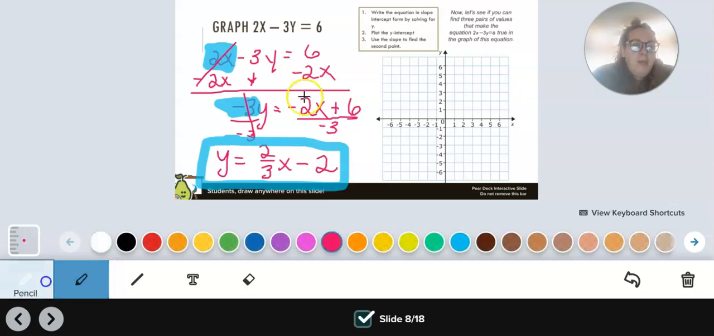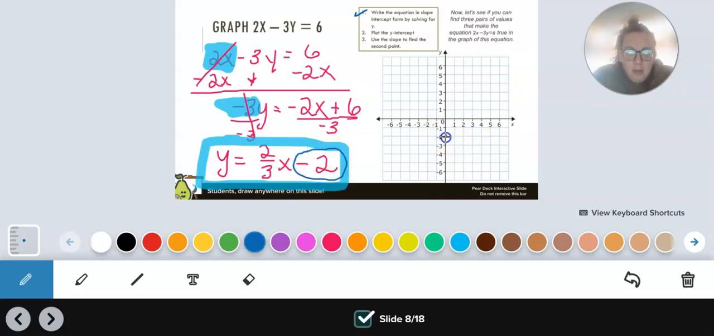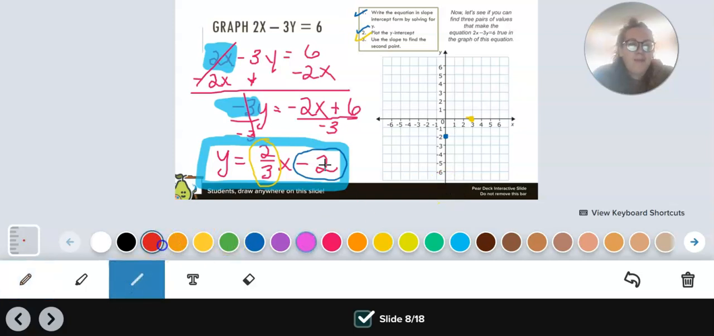So we did step 1. Check. Plot the y-intercept. So our y-intercept is right here at negative 2. There we go. Use the slope to find your second point. Okay, our slope is 2/3, so we're counting from the y-intercept up 2 and over 3 and putting a dot. Check. Now, I'm going to connect these points like so. And there is our graph.